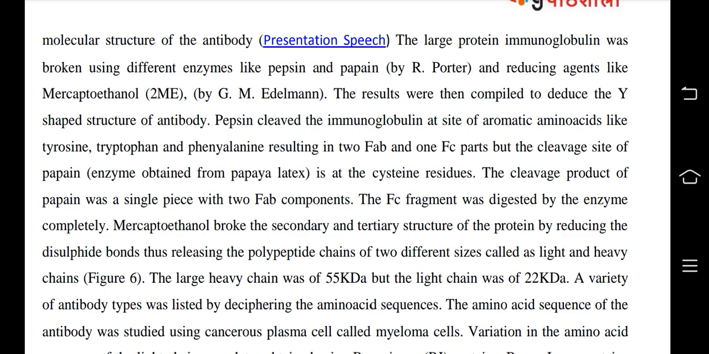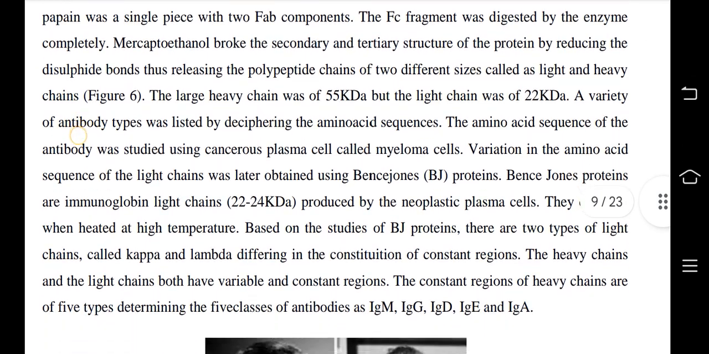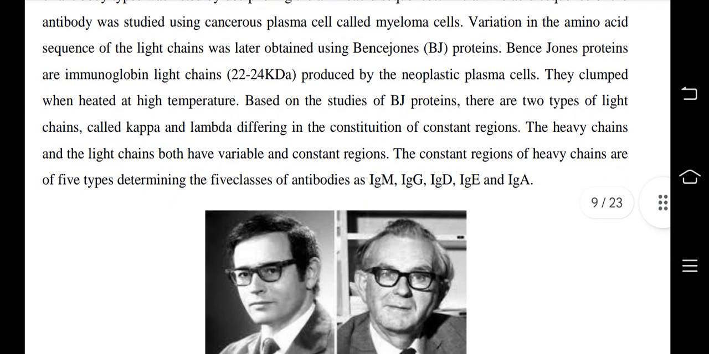The amino acid sequence of the antibody was studied using cancerous plasma cells called myeloma cells. Variation in the amino acid sequence of the light chain was later obtained by Bence-Jones BJ proteins. Bence-Jones proteins are immunoglobulin light chains produced by the neoplastic plasma cells. They clumped when heated at high temperature.